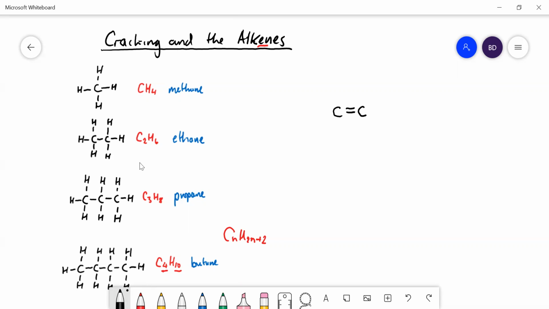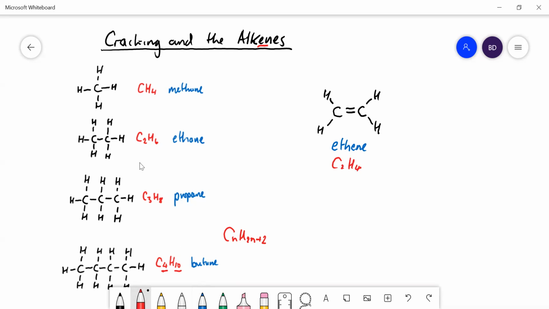Each carbon always needs to form 4 bonds. So this carbon would need 2 hydrogens. The double bond counts as 2. And this carbon would also need 2 hydrogens. That is actually called ethene, not ethane, but ethene. And the formula of that one would be C2H4.